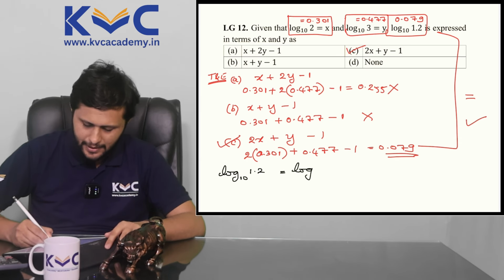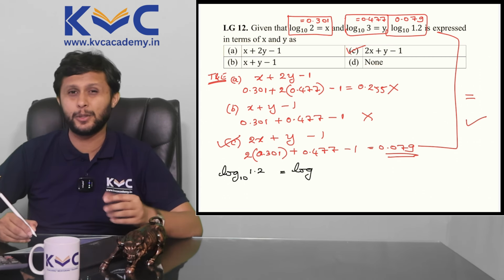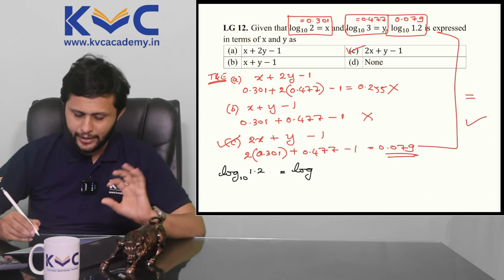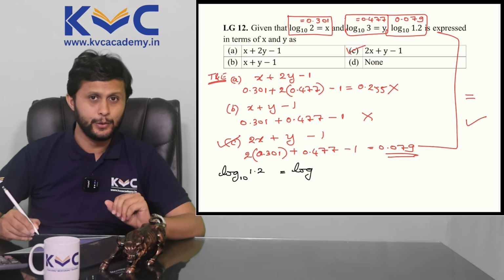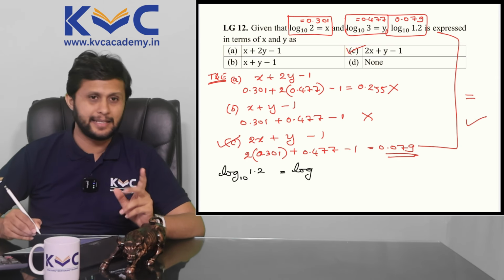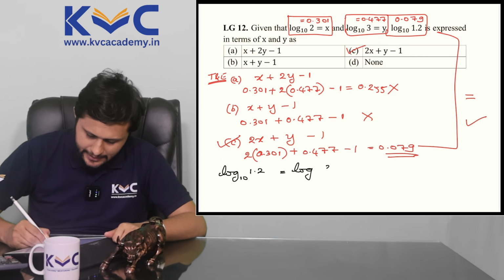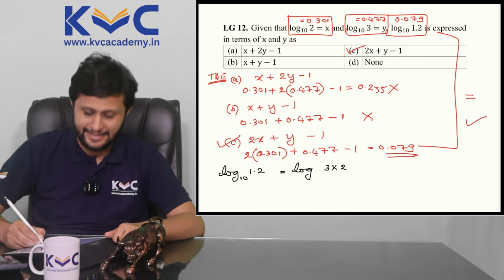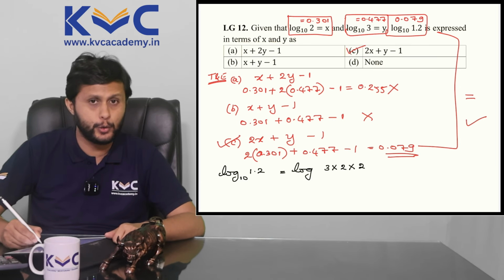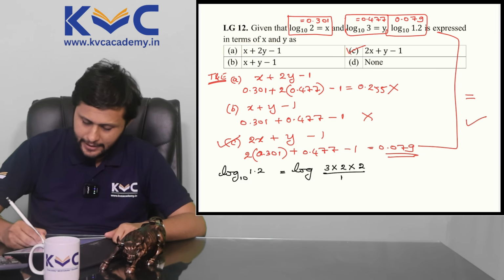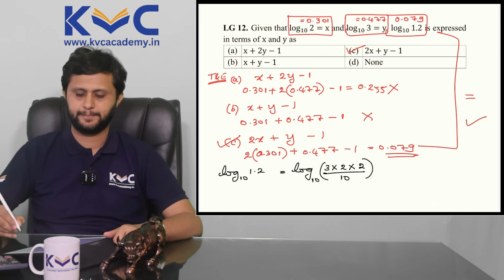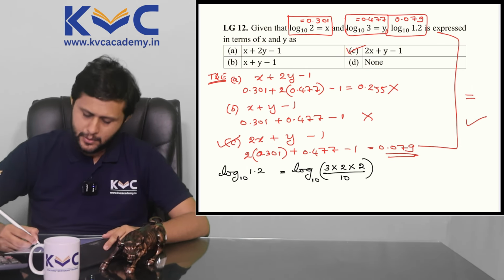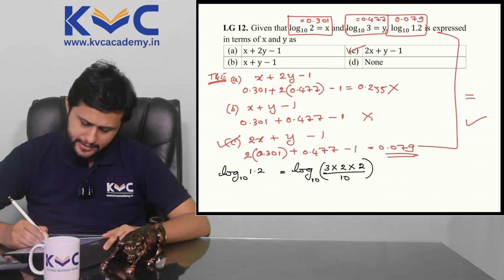I'll expand 1.2. 1.2 is nothing but 12 divided by 10, correct? How to get 12 now? Using 2 and 3. 6 into 2. How to get 6? 3 into 2. So can I write this as 3 into 2, which is 6, into 2, which is 12, divided by 10, log to the base 10? Correct? Okay.